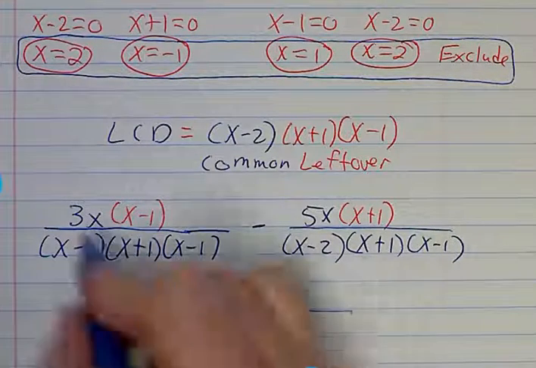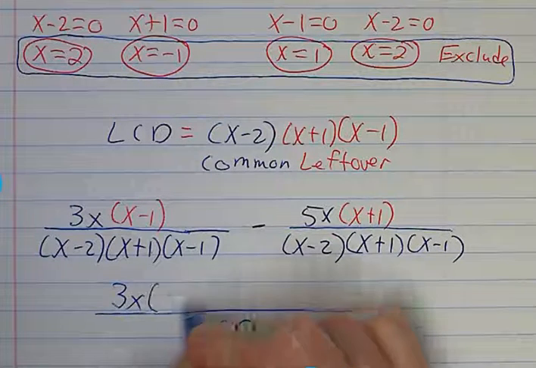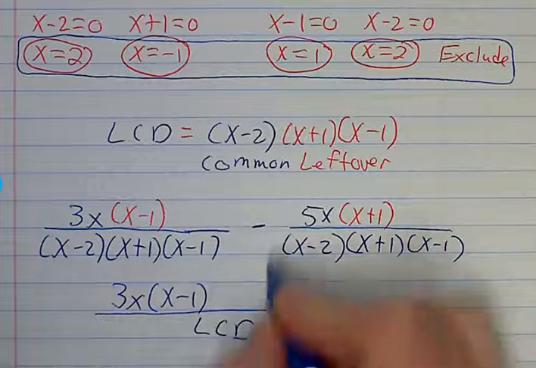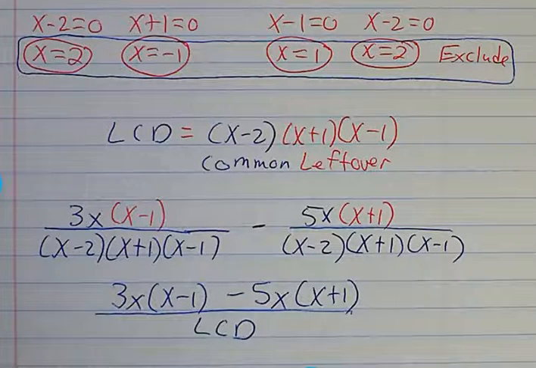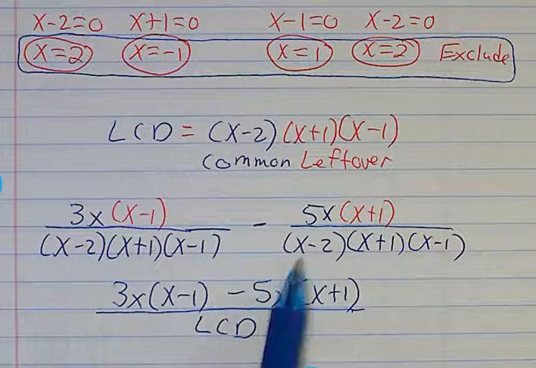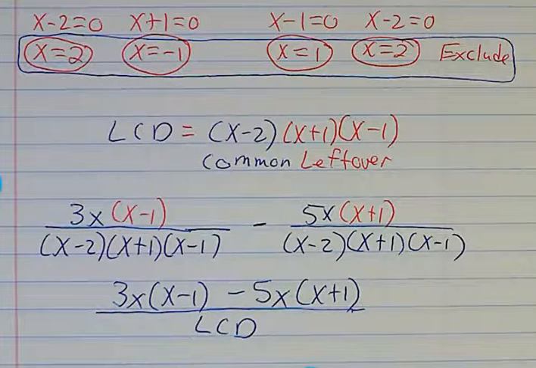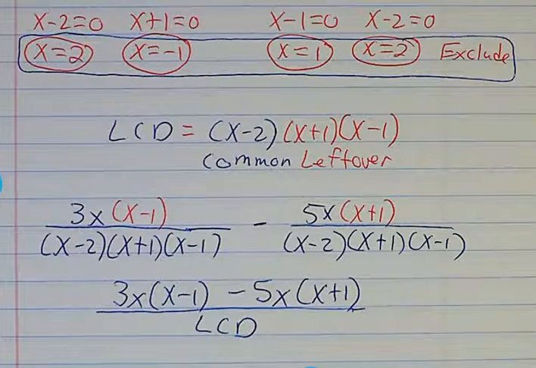Now everything is in the top. So now you actually have to do the top part here. You have to do 3x times x minus 1 minus 5x times x plus 1. Once you've got the least common denominator written out 2 times, you don't use that denominator again. It's done. Everything now is in the top part that you got to work on.